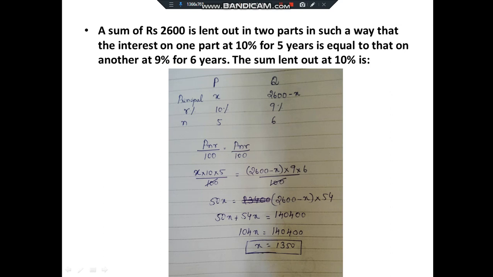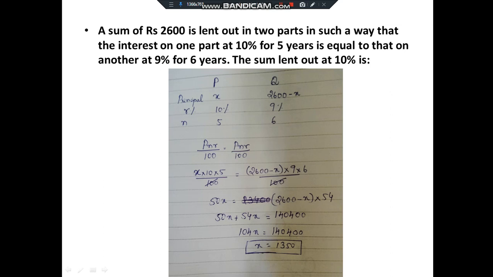And they'll give the rate of interest for the 2 schemes and the number of years also, and they'll also give the simple interest. We'll have to find the principal, or they'll give the total principal, and they'll ask for the principal based on any one of the schemes. So we'll see the question, so we'll get a clear idea about it.